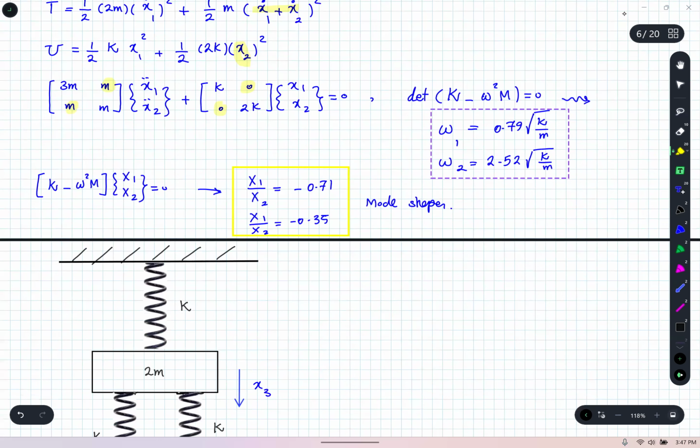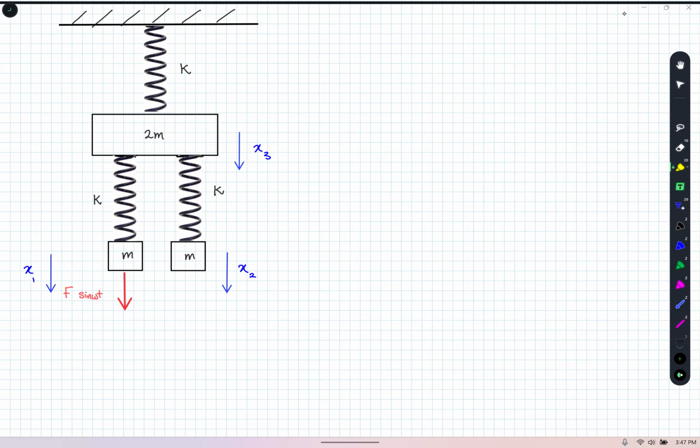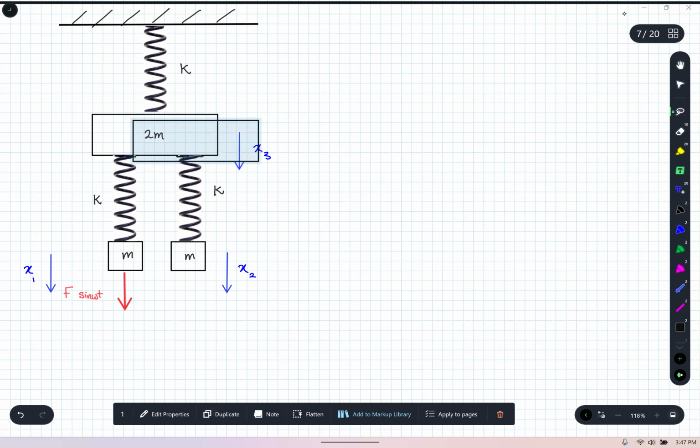Let's move on to this problem, which is very interesting. It's a concept of vibration absorber. I have a 3 degrees of freedom system. It's good practice for you to solve this 3 degrees of freedom system by the Lagrange approach and also by free body diagrams. I'm going to do the free body diagrams for you so you can compare your result.